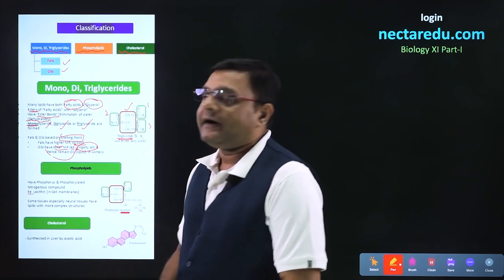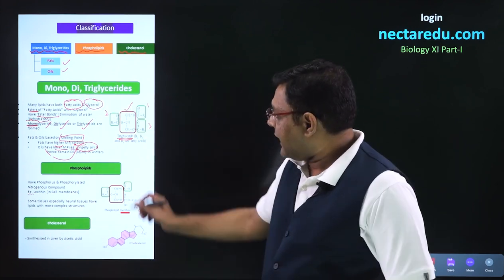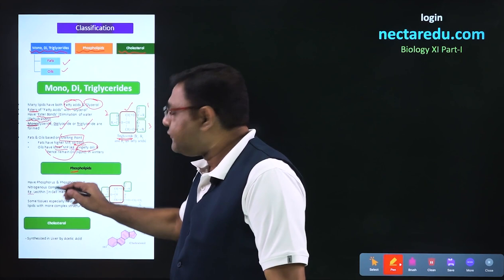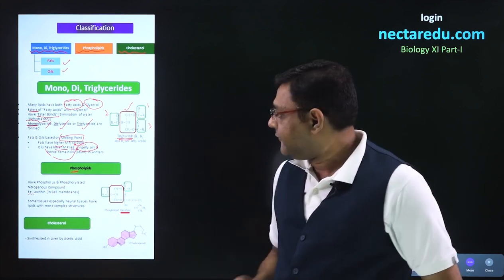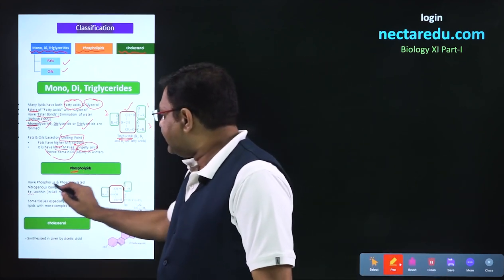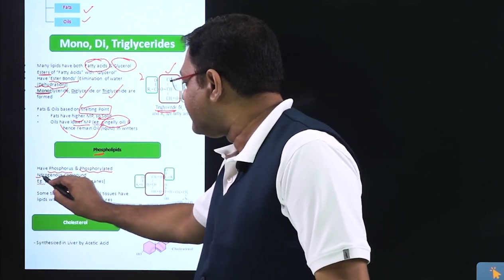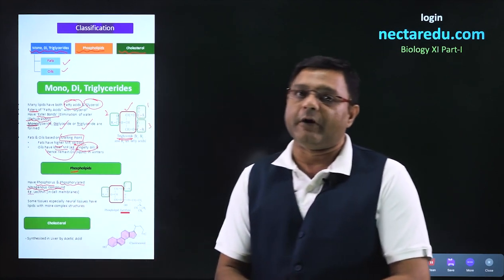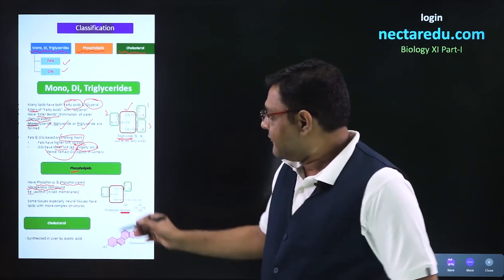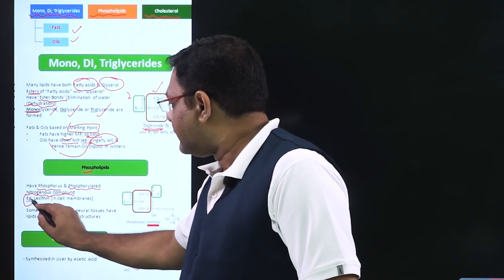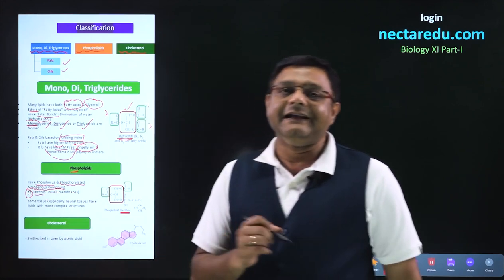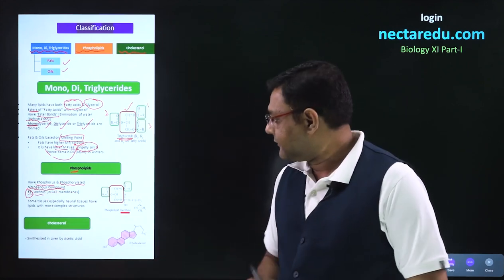Moving to the second part, that is the phospholipids. As the name says, phospholipids, phosphorus will be present over here. In this, phosphorus is there, as well as a phosphorylated nitrogenous compound which is present over here. A very prominent example of phospholipids is lecithin, and lecithin is present in the cell membrane.